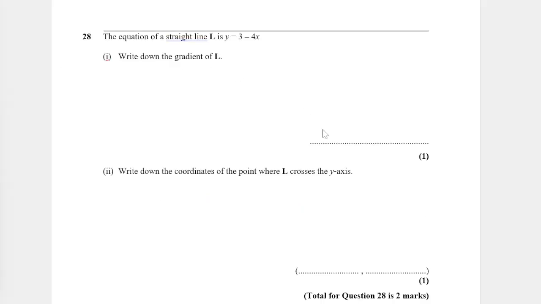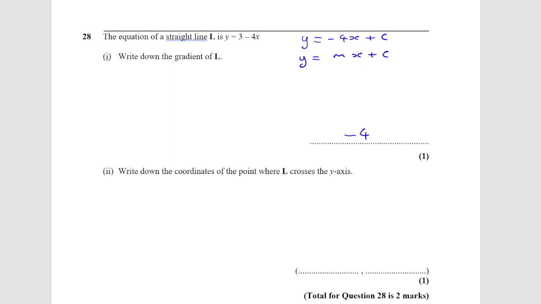And question 28, the equation of a straight line L is y is equal to 3 minus 4x. Write down the gradient of the line. Okay, so I'm just going to rearrange this for a specific reason to y is equal to minus 4x plus c. So if I compare that with y is equal to mx plus c, the gradient of that line is going to be m, which would be minus 4.